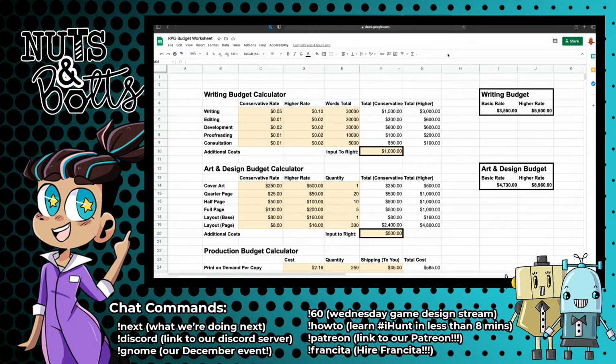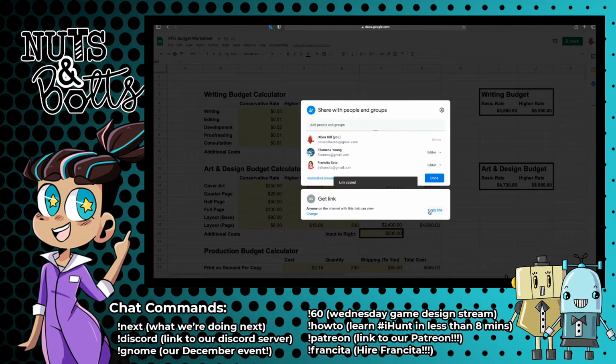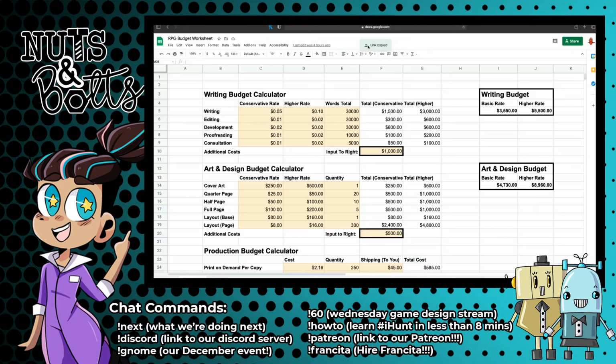So I have this spreadsheet. I'm actually going to share a link to it. Crowns in the chat for spreadsheets, please. I'm going to share the link right now. You should be able to view it with that link, and you can make a copy of it and mess with it yourself.